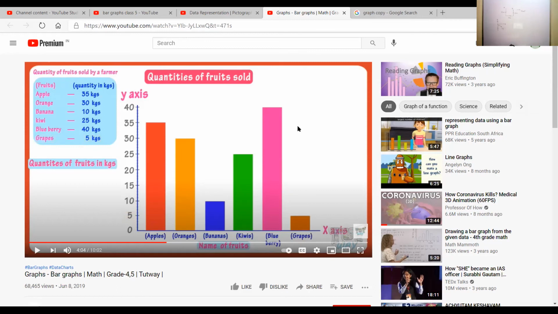We will draw only vertical bar graphs. So we will start it from tomorrow. Okay. Not much time is left today. So sit with your graph copies, everyone. Tomorrow we will start the bar graph. Okay, sir.